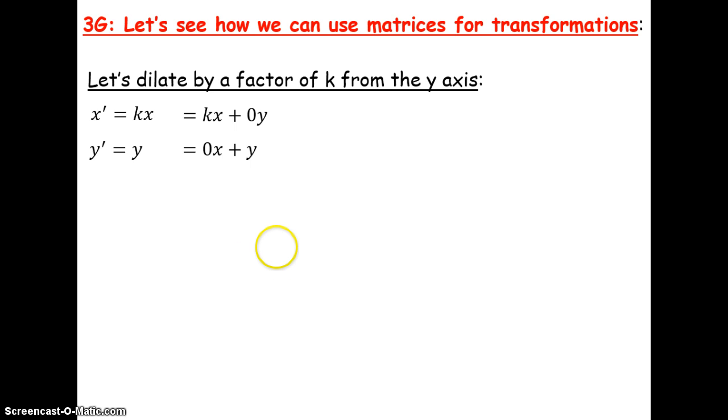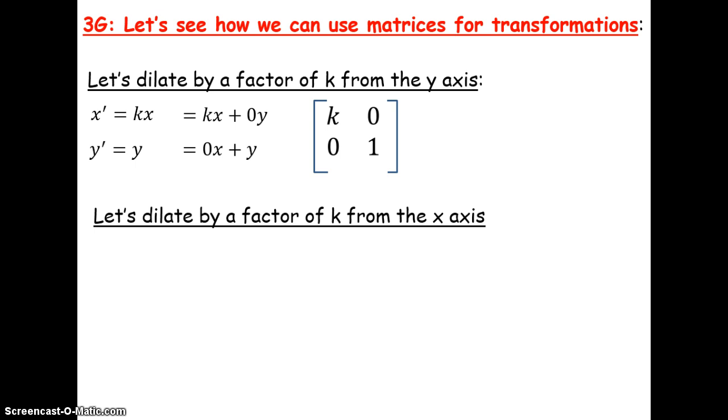Again, I've written the 0y in to help me make sure that my matrix is complete. Here, same thing. I've written 0x plus y because y stays the same. I get a matrix of k, 0, 0, and 1. And this is the special matrix we use when we dilate by a factor of k from the y-axis. And remember, k is some sort of value.